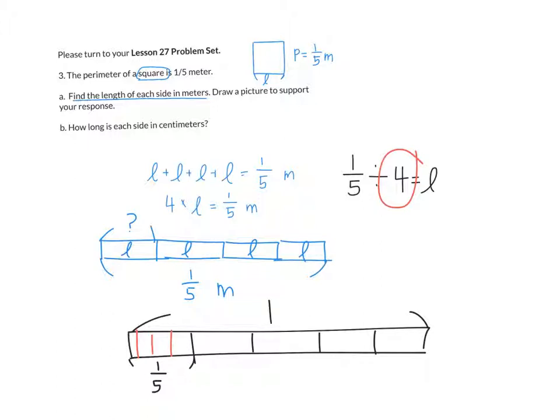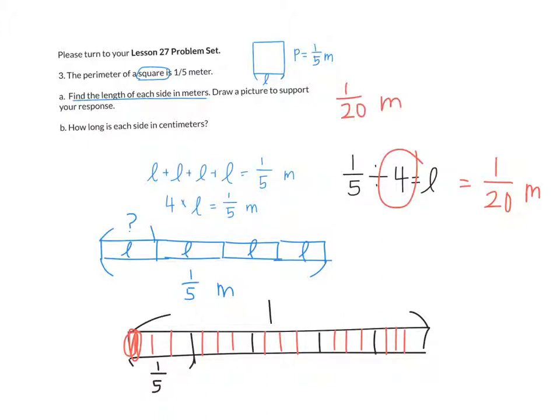1, 2, 3, 4. 1, 2, 3, 4. And 1, 2, 3, 4. Now all together in my entire whole, I've now split that whole into what size units? How many little size fractions do I have? 20. And so I only want one of them. So I have 1/20 of a meter. Does that make sense? So the first part A says, find the length of each side in meters. Well, each side is 1/20 of a meter.